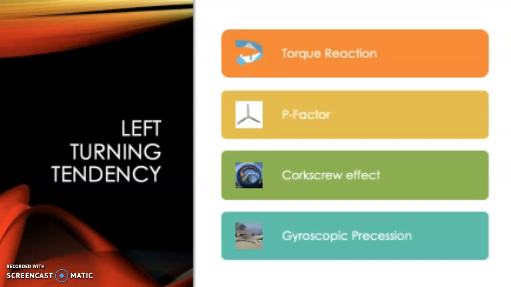Corkscrew effect happens when your prop is moving fast and your plane is moving slow. What's a good example of this? Takeoff. During takeoff, air accelerated behind a prop follows a corkscrew pattern. As it wraps itself around the fuselage of your plane, it hits the left side of your aircraft's tail, creating a yawing motion and making the aircraft yaw to the left.